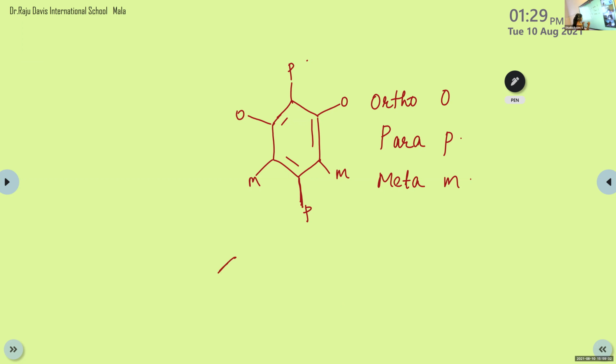Okay, then you can just name this compound. Tell me the IUPAC name. IUPAC name. You can number each carbon.